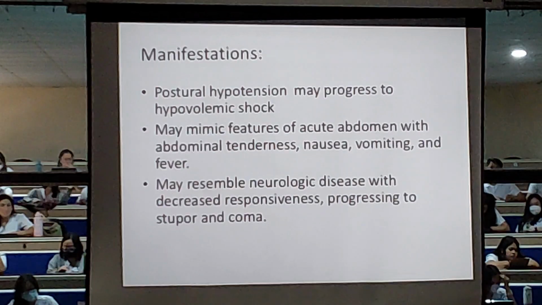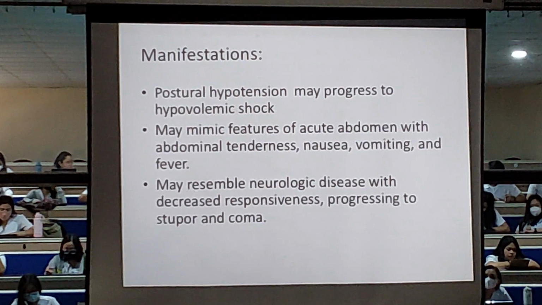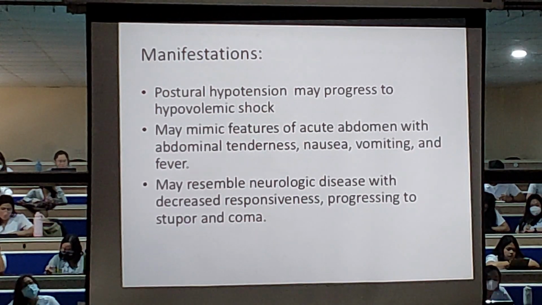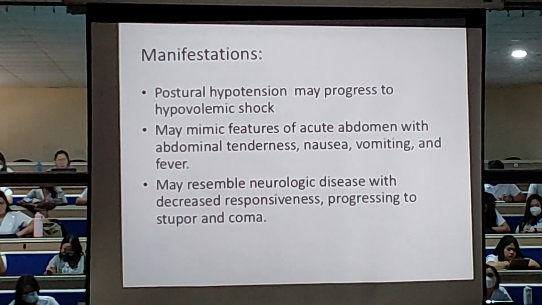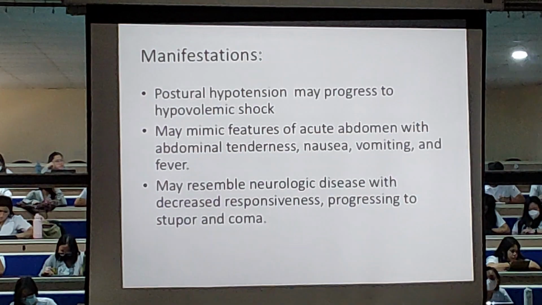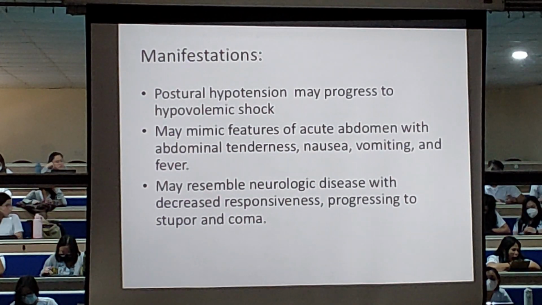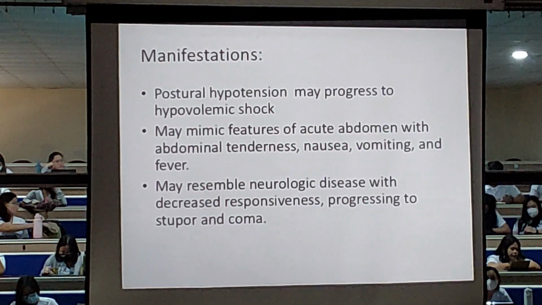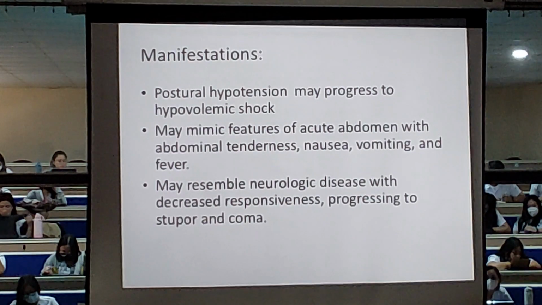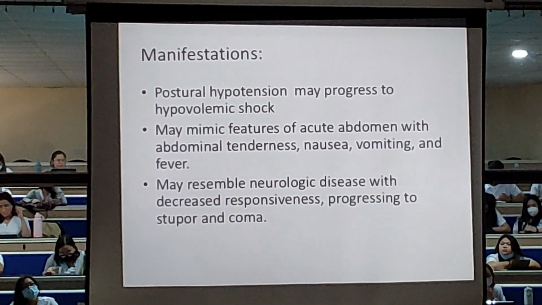So the manifestations of acute adrenal insufficiency would include postural hypotension, which may progress to hypovolemic shock. Some patients may mimic features of acute abdomen with abdominal tenderness, nausea, vomiting, and fever. Some may resemble neurologic disease, with decreased responsiveness progressing to stupor and coma.